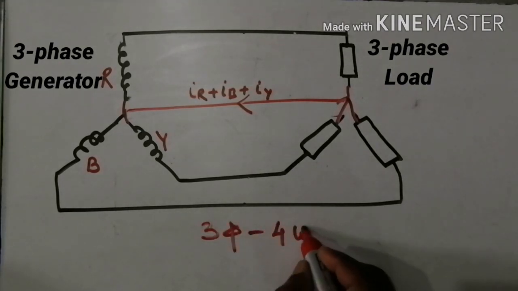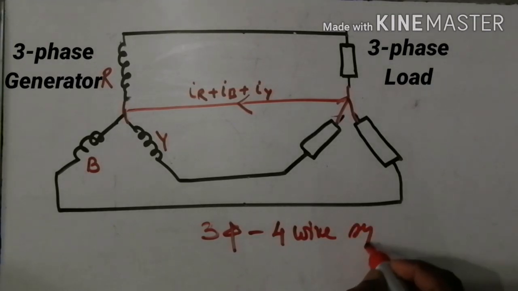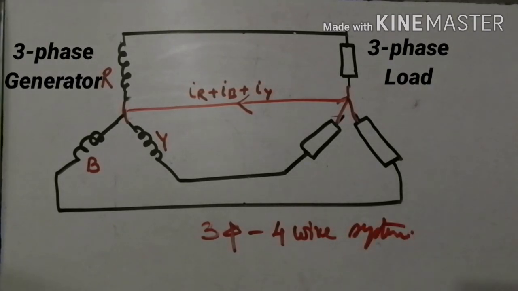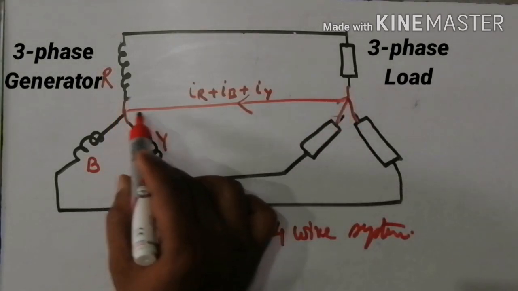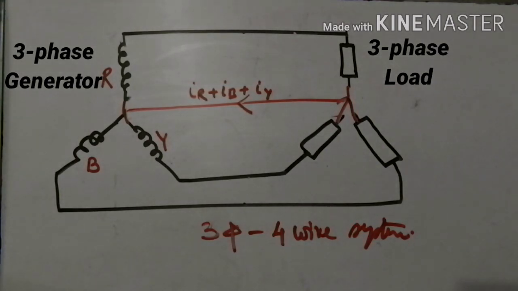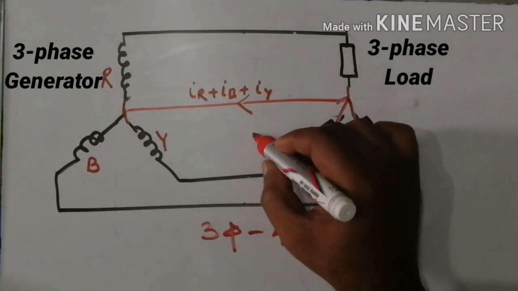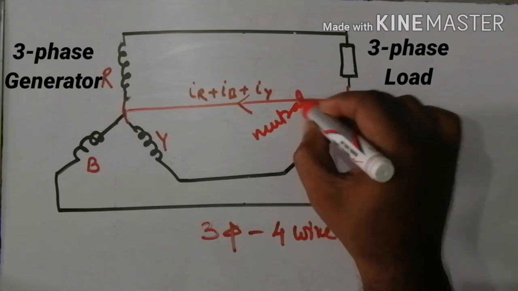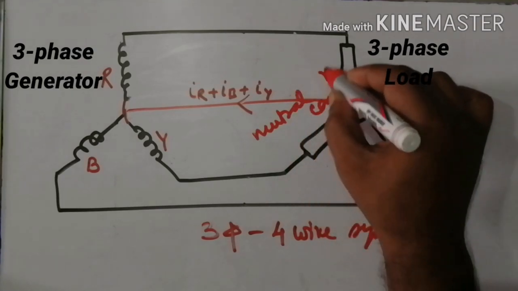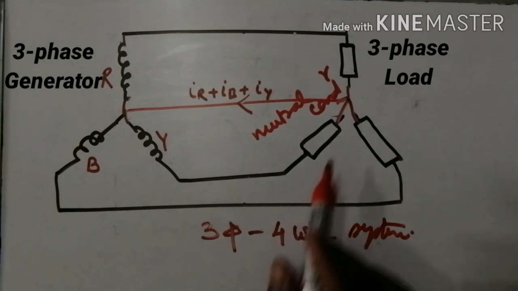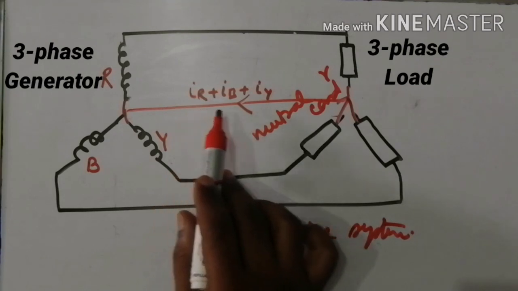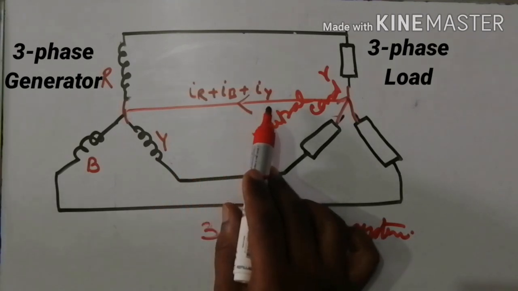3-phase 4 wire system. This common return conductor is known as the neutral conductor. This one is a neutral conductor. Okay, the current flowing in this neutral conductor is IR plus IB plus IY.